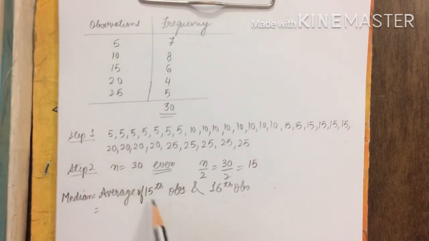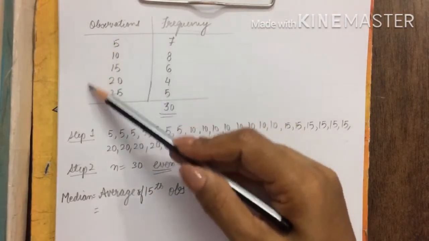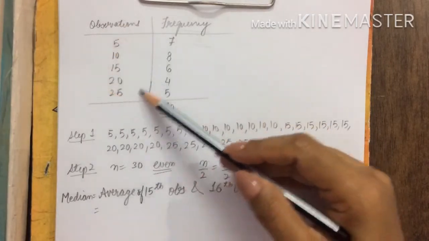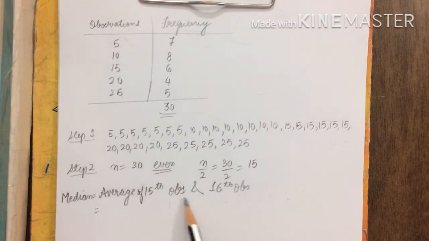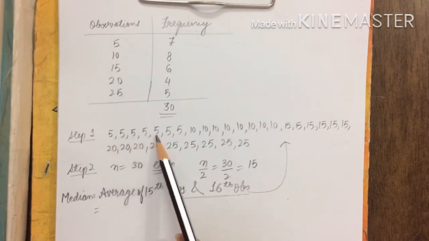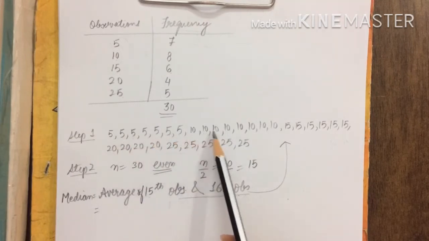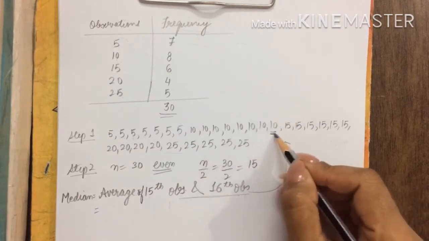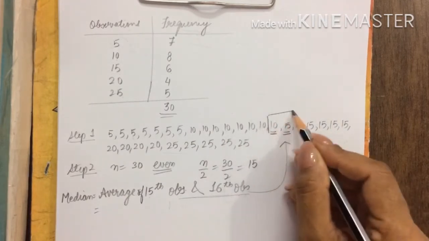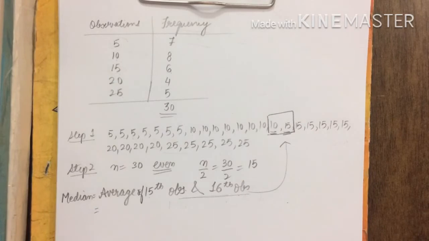Now let's calculate the average of the 15th and 16th observation. If you look at this list, you wouldn't be able to find the 15th and 16th observation. You only have 5 observations listed here. You need to find these observations from the arranged list. Let's go to the list that we made. So 1, 2, 3, 4, 5, 6, 7, 8, 9, 10, 11, 12, 13, 14, 15. This is my 15th observation and this is the 16th observation. These are the two middlemost observations.